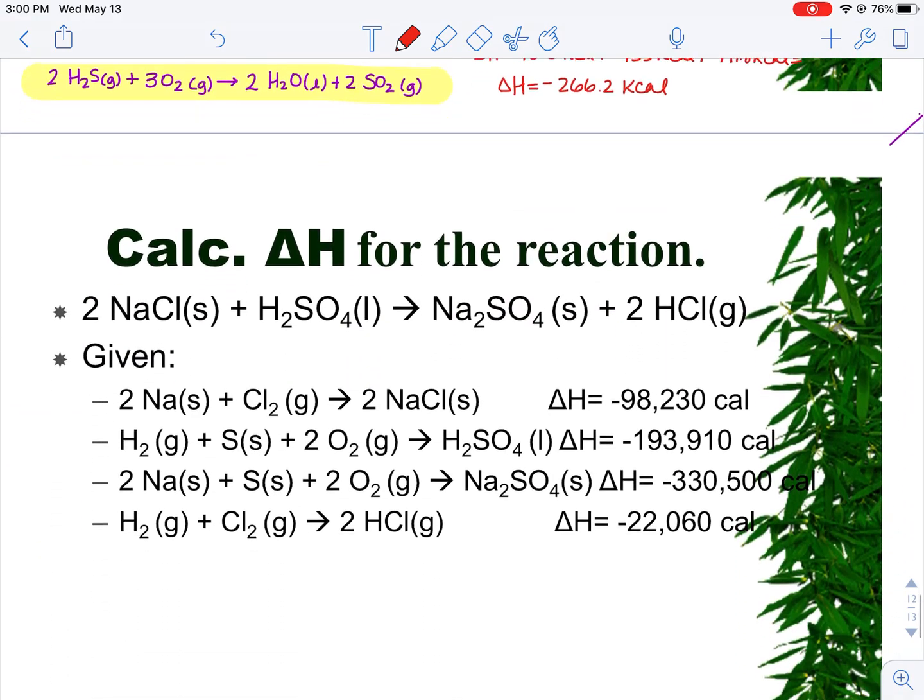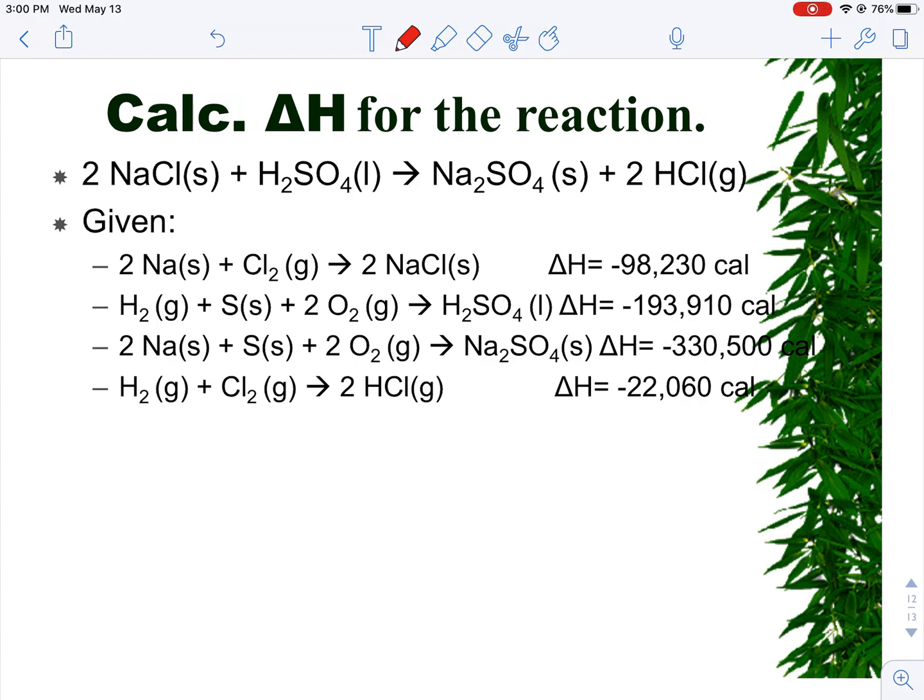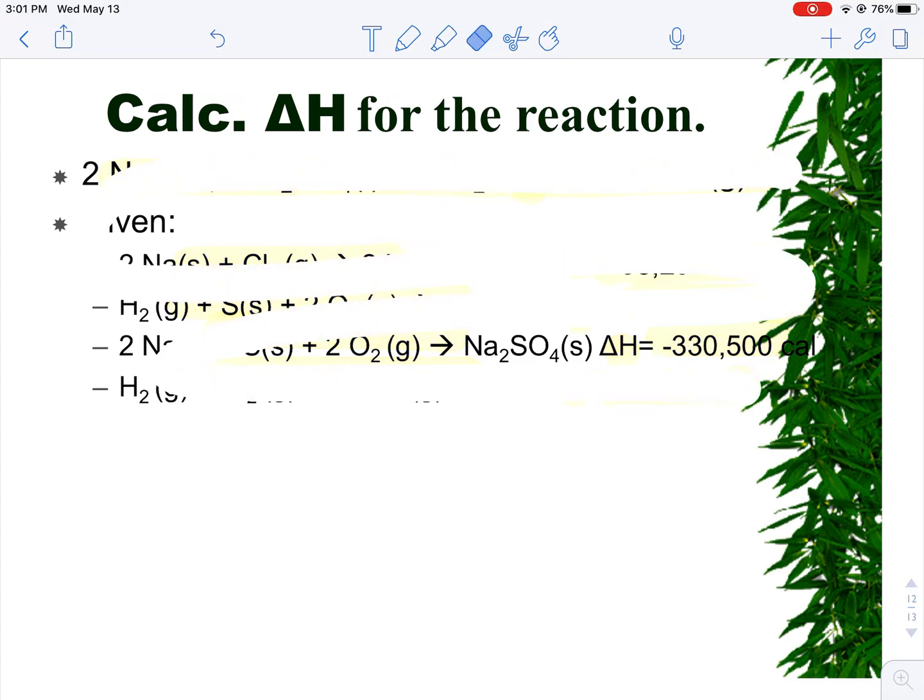Let's try one more practice problem together, please. Calculate the enthalpy for the reaction. 2 moles of solid sodium chloride react with 1 mole of hydrogen sulfate liquid to produce 1 mole of solid sodium sulfate and 2 moles of hydrogen monochloride gas. We are given 4 steps in our mechanism this time, along with their corresponding heats of reaction. Therefore, I know that this is a Hess law problem. And the idea is, if I can get my individual steps in my mechanism to sum up to the overall, adding up their heats will be the heat of the overall reaction. So let's get started.